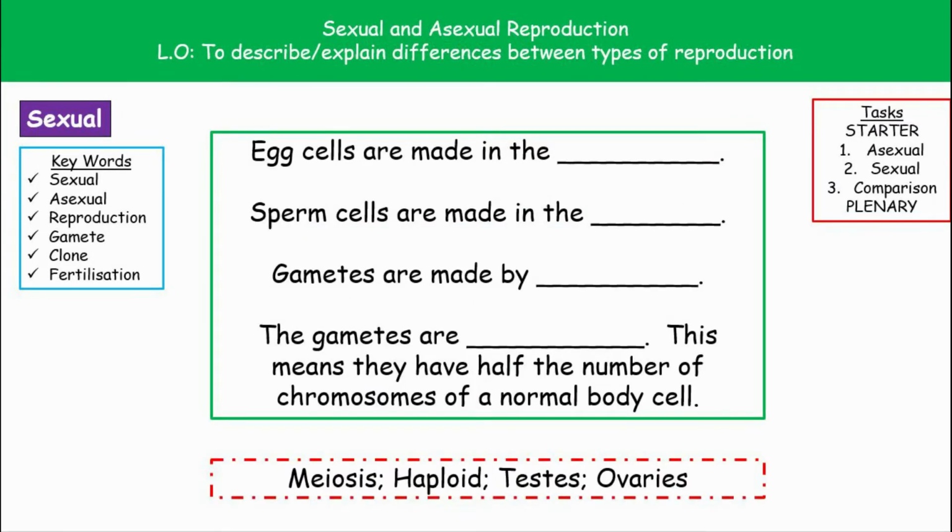What I'd like you to do now then is, on the screen there are 5 sentences and we've got 4 missing words. So I'd like you to write those sentences in your book and see if you can fill in the blanks using the words in the red box at the bottom of your screen. So have a go at doing that for me.